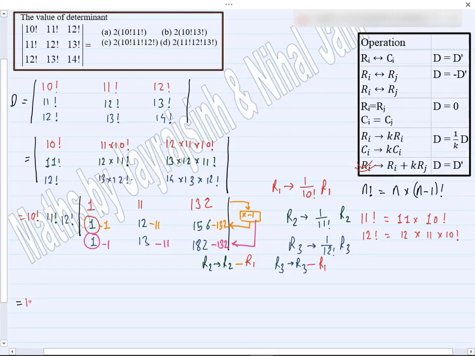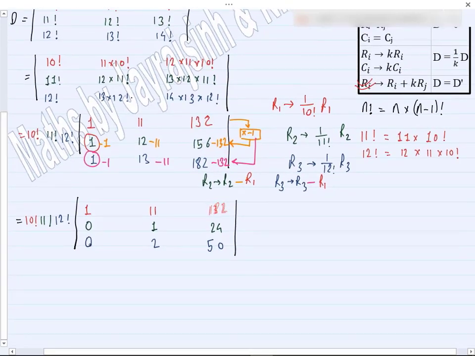So in this step, our 10 factorial, 11 factorial and 12 factorial will be as it is, and our first row will be as it is, right? And our second row will be changed as 1 minus 1, 0, 12 minus 11, 1, and 156 minus 132 will give us 24, and the last row will be 0, 2, 50. So now we are ready to expand with respect to the first column.